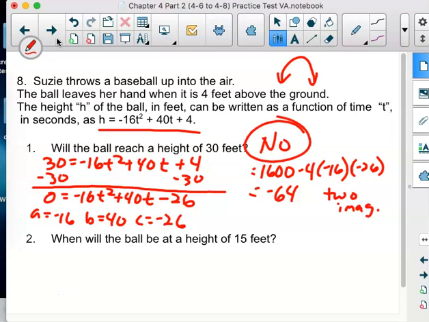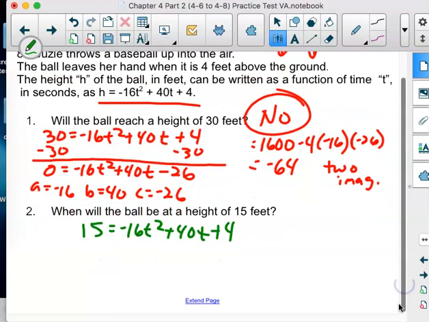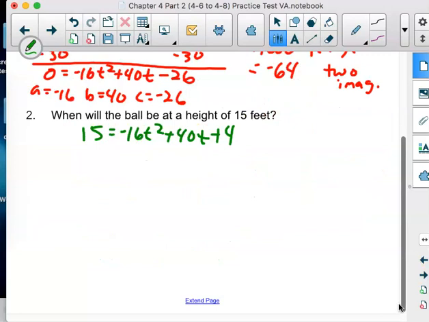Oh, they switched it on us. When will it be 15? Notice it doesn't say, can it happen? It says, when will it be 15? So where does the 15 go? Is 15 time or is it height? It's height. What do you suppose we should do with that?